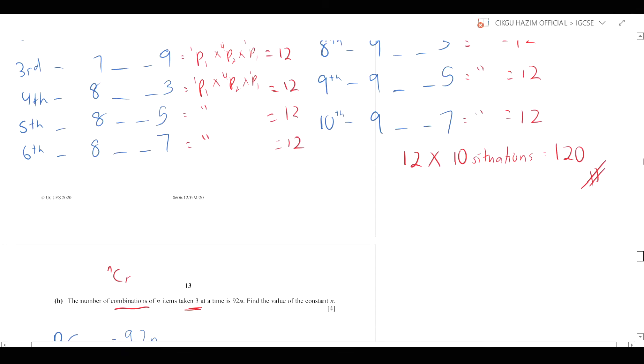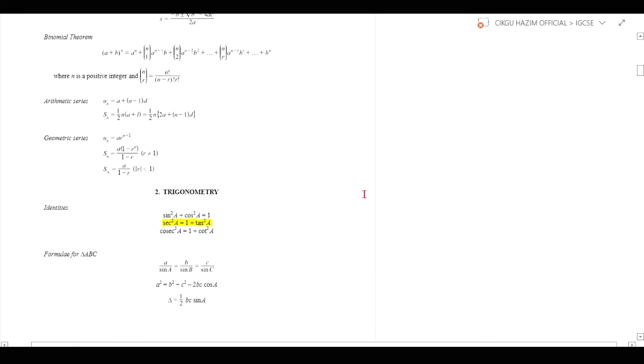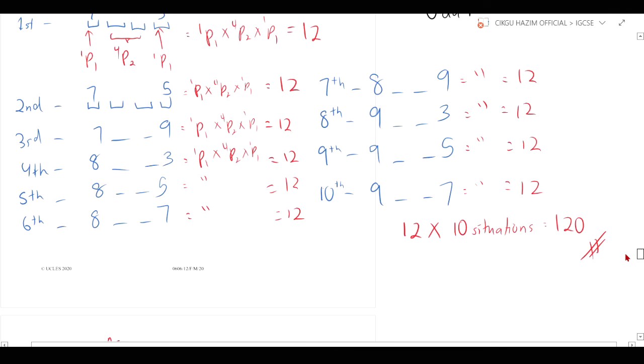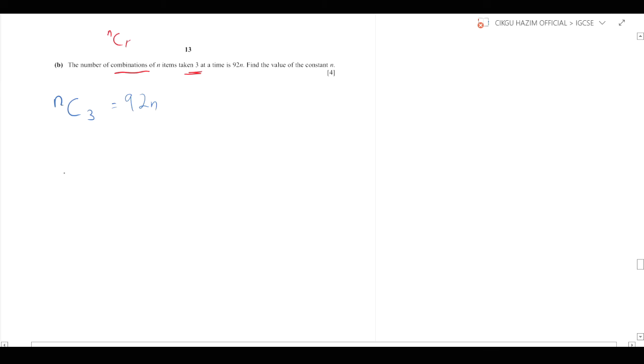Which formula here? Go back to the top list here. The formula to be used is this one: n factorial divided by n minus r factorial multiplied by r factorial. That's the formula, the binomial thing. So to follow the binomial expansion here, it would be n factorial divided by n minus 3 factorial multiplied by 3 factorial equal to 92n.